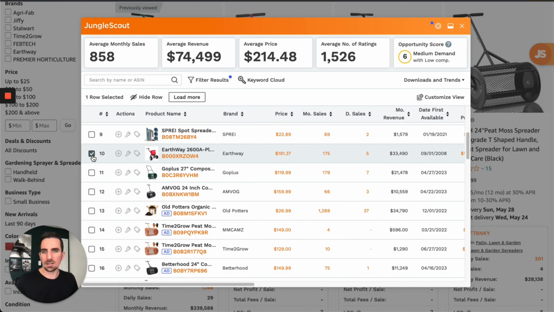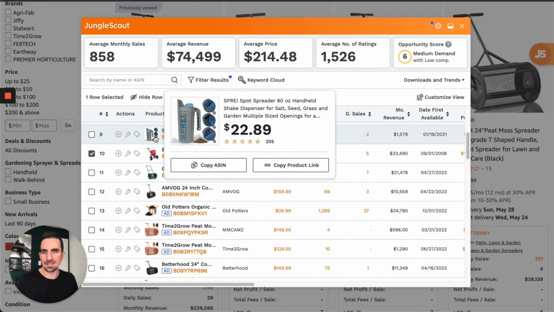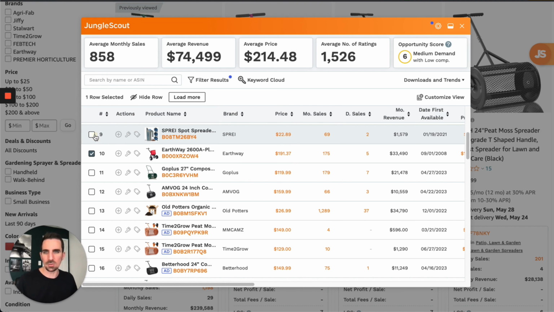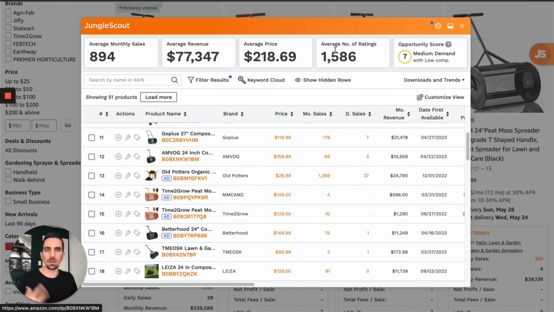So I could click on this little check mark here, this is a handheld one for spreading seeds around your garden, so that's also not the same. So I can check those rows and then click hide rows, and then it will hide them and recalculate this. And we can see that the opportunity score already increased by just removing those 2 results.